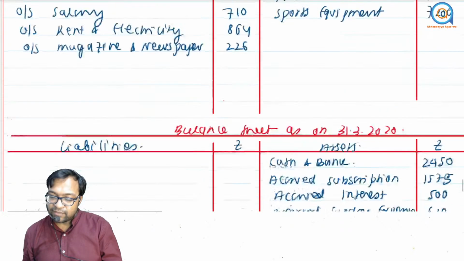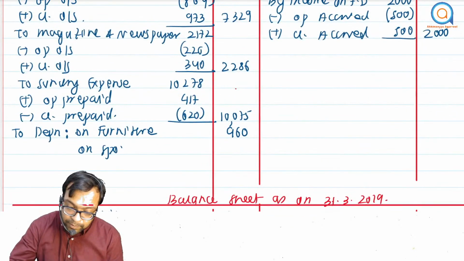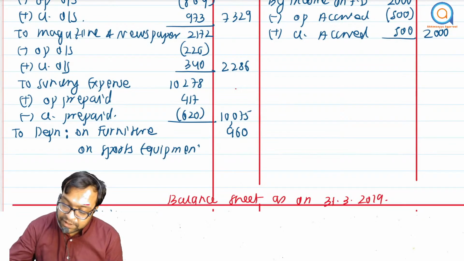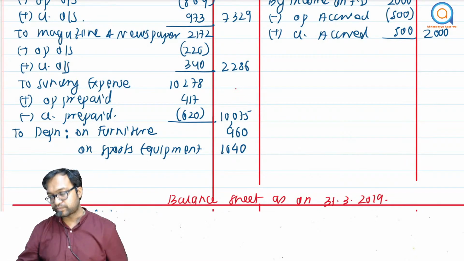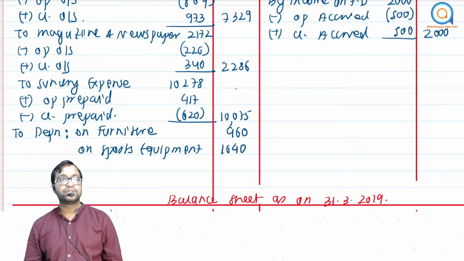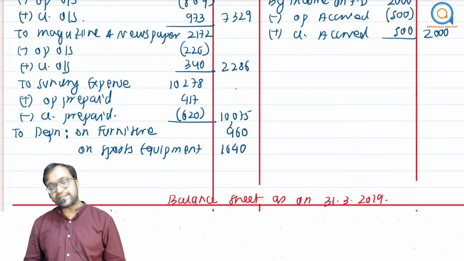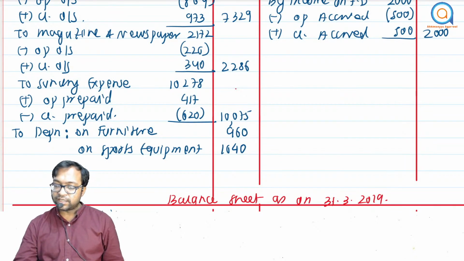1640. So I am going here and writing on sports equipment, 1640 depreciation. Now if you follow my style, things will be very smooth, sir. Done. Next.